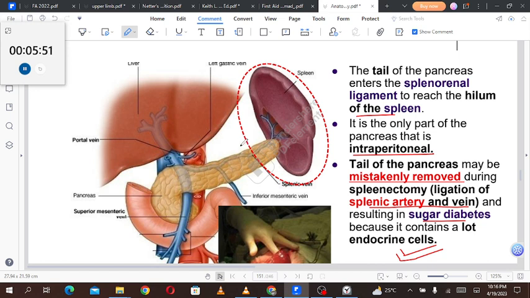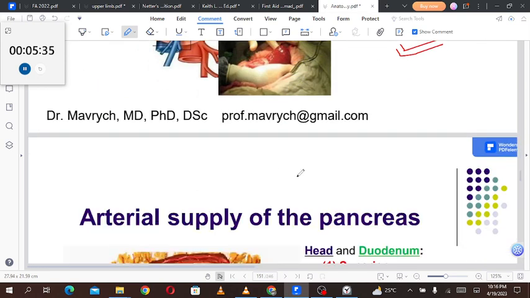It is an iatrogenic kind of diabetes mellitus, and there is loss of islet cells, but it is not specifically type 1. We cannot classify that as type 1 or type 2. It will be iatrogenic diabetes mellitus or sugar diabetes mellitus.